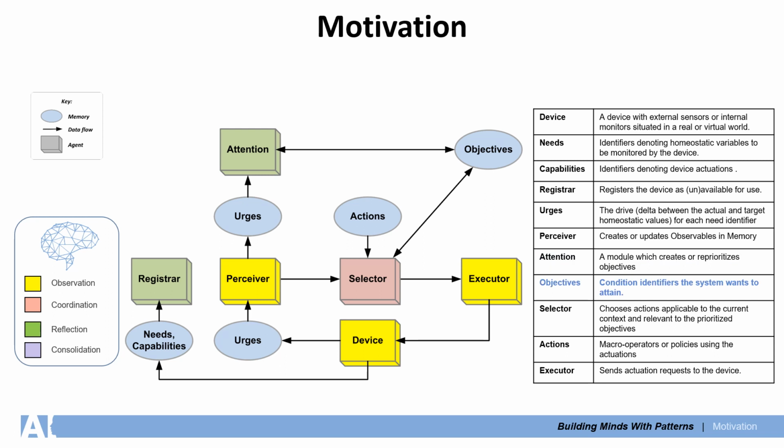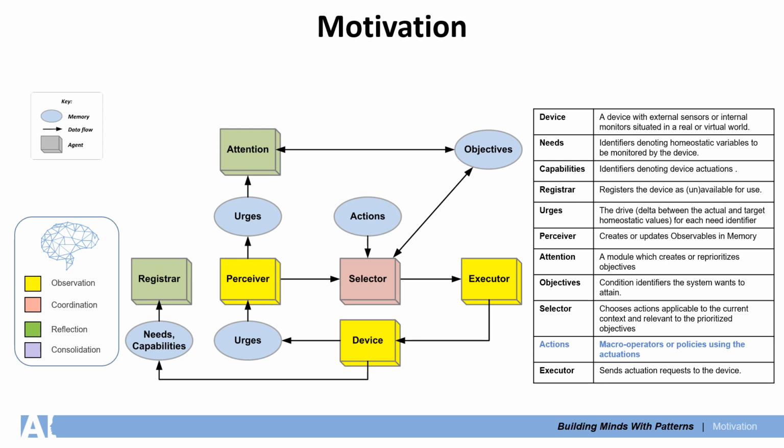An objective is a condition identifier indicating some situation that must be achieved or made true. An action selector uses the current context created by the perceiver and the objectives the system is trying to attain to choose the best action applicable to the current context and relevant to the prioritized objectives. The action or actions are forwarded to the executor.